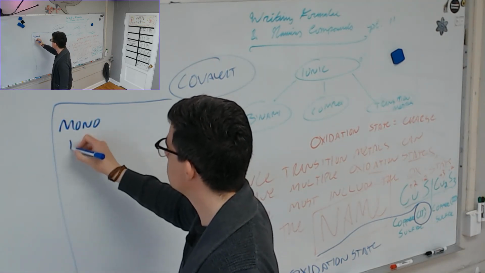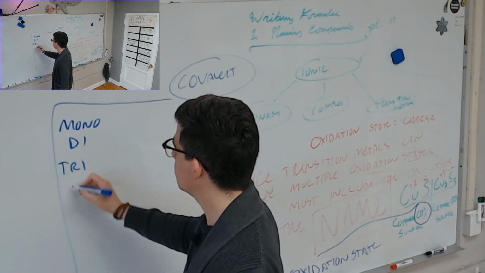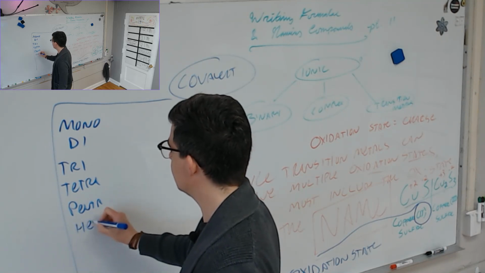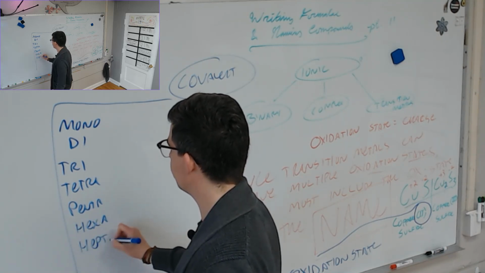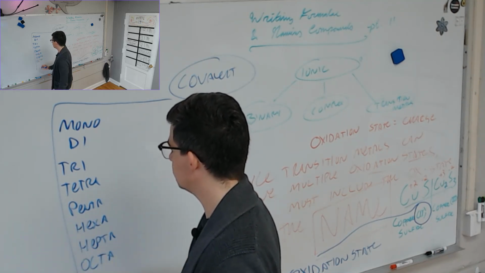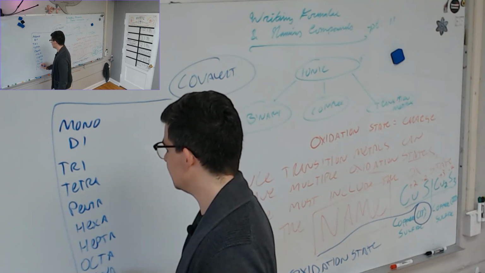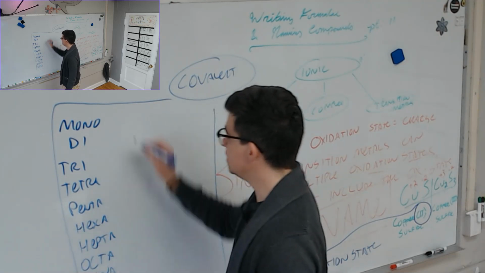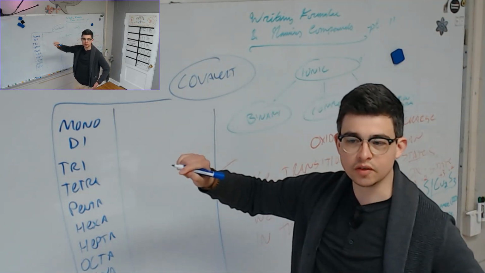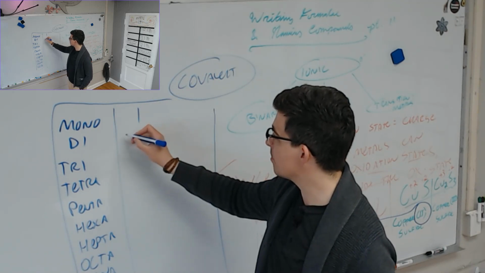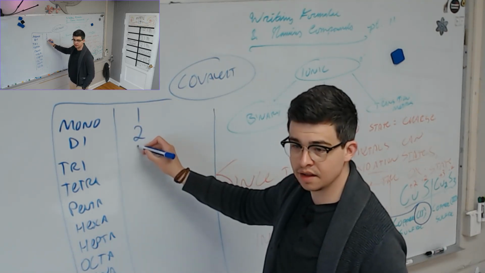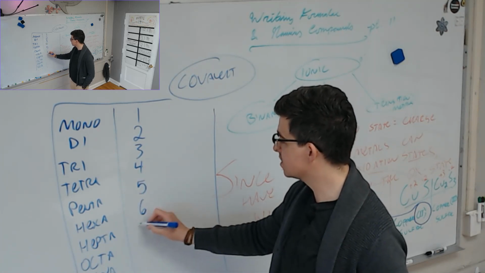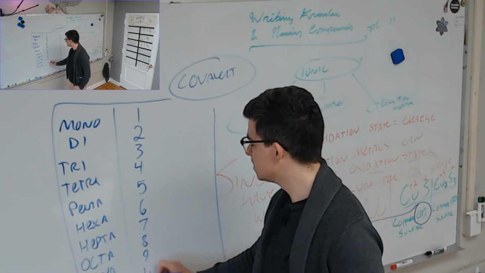Mono, di, tri, tetra, penta, hexa, hepta, octa, nona, and deca, and there are more, but these are the ones we need to know. These each represent a number. What's mono probably represent? 1. What's di probably represent? 2. Tri? 3. Tetra? 4. Penta? 5, 6, 7, 8, 9, 10.